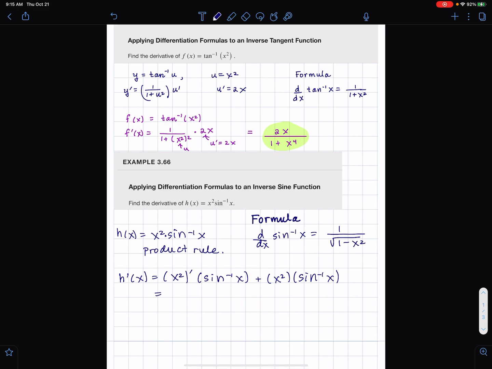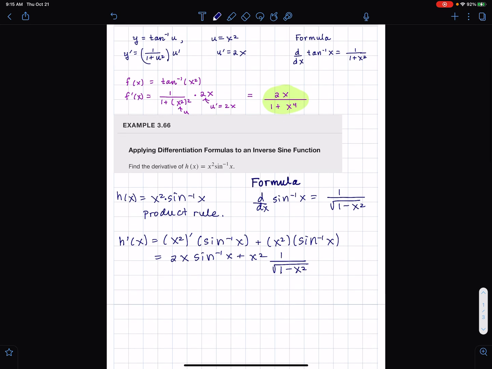And so the derivative of this first part, x squared, is 2x. We should know how to do that by the power rule. And then we have x squared, and then we just copy and paste the derivative of sine inverse x, and that's 1 over radical 1 minus x squared. Is there anything I can do to simplify? Maybe multiply the x squared times the 1 in the numerator over there, but that's hardly anything different than what I already have.